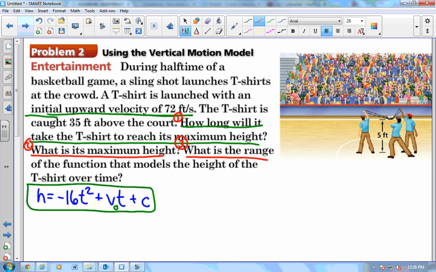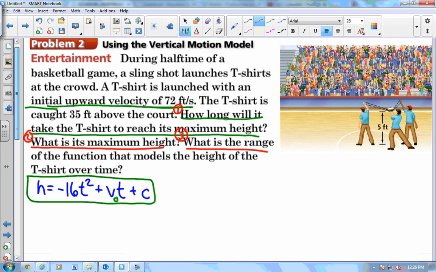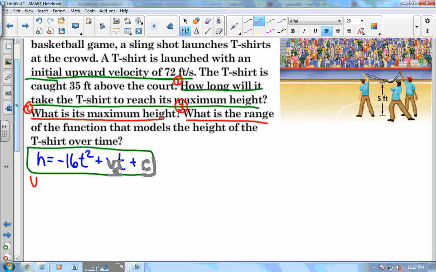H represents height, which makes sense because H, height. T represents, what do you think? Time, that makes sense. V naught is our initial velocity, if you need to write that note to yourself. V naught is initial velocity. C, we've used before. C is the initial height.